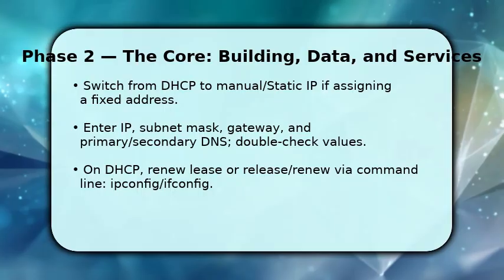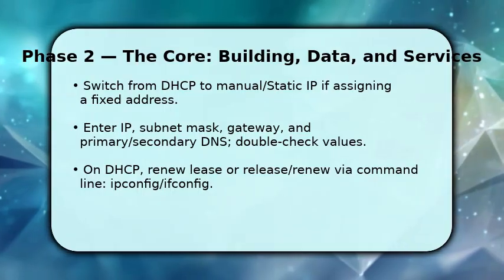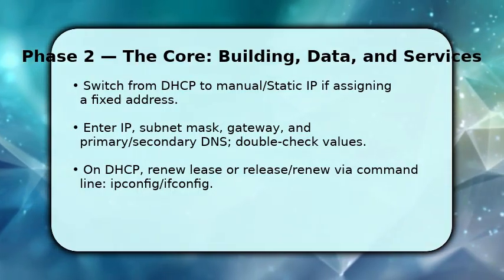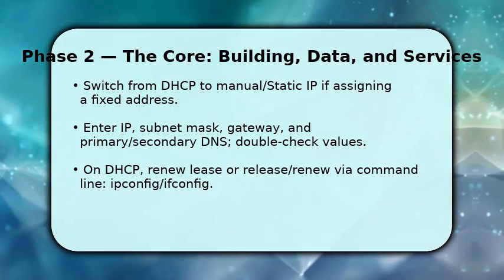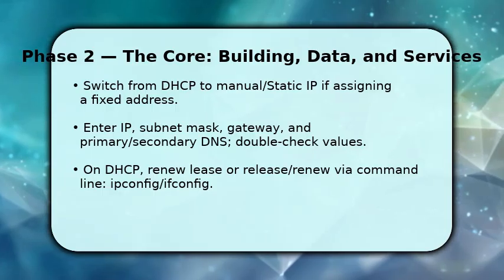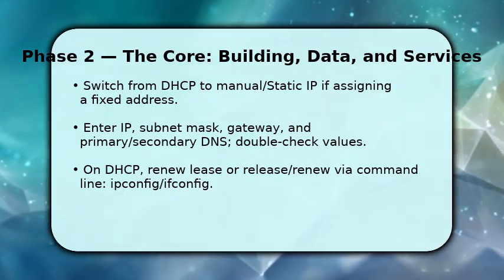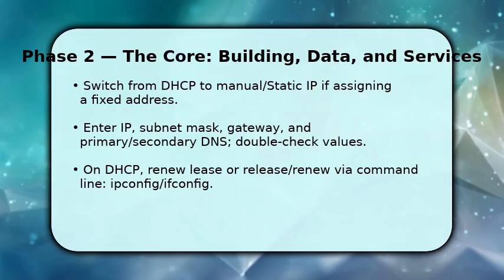You now change the addressing method. Choose manual or static to set a fixed IP, or keep DHCP if the router assigns addresses. When static, enter the IP, the subnet mask, the gateway, and primary and secondary DNS. Double-check digits to avoid conflicts.